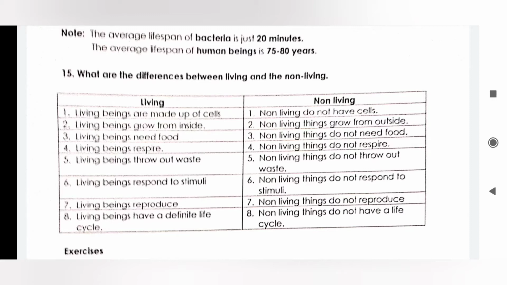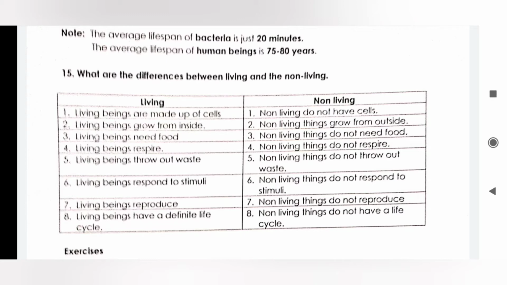Fifth point, living beings throw out waste. This process is called excretion, throwing out wastes from the body of an organism by means of excreta or sweat through sweat glands. This process is called excretion. So living beings excrete, that is, they throw out wastes from their bodies. But non-living things do not throw out waste.